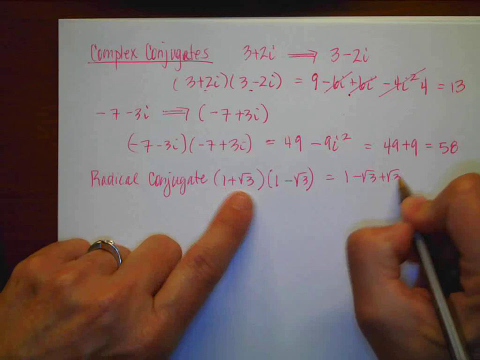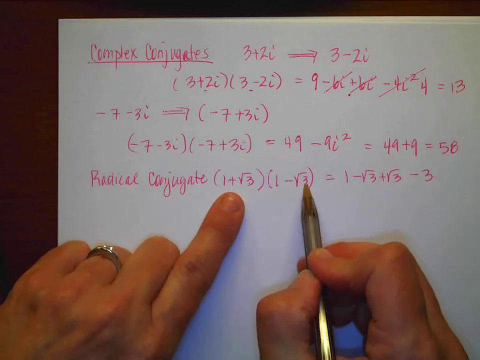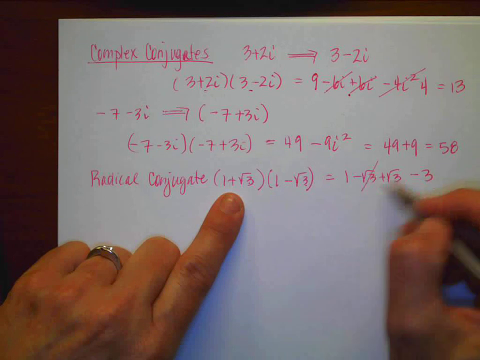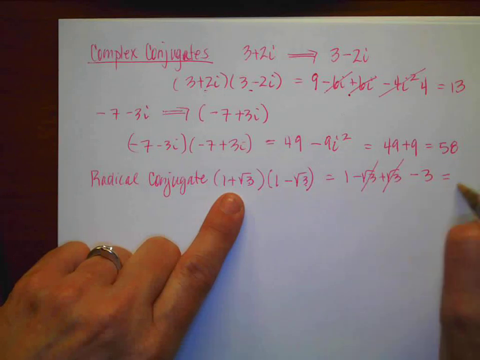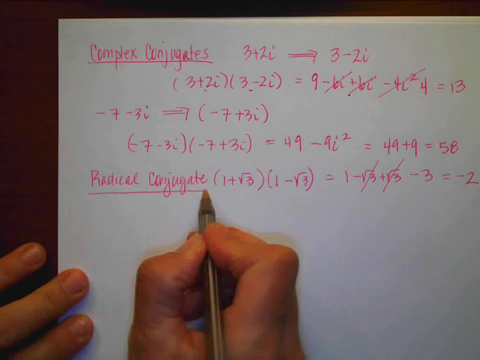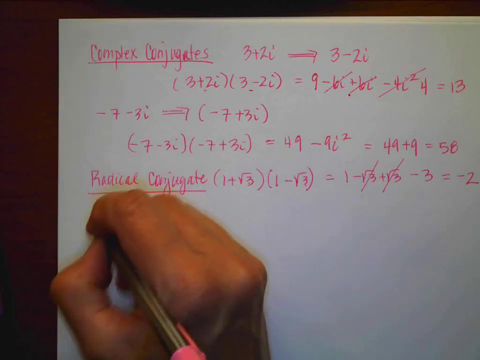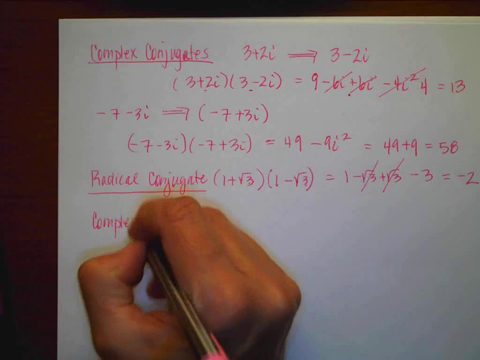I'd get 1 minus radical 3 plus radical 3 minus 3, because a radical 3 times a radical 3 is 3. The middle terms cancel. 1 minus 3 is a negative 2. So conjugates are really cool because they eliminate some difficult math. So now we're going to take that and apply it to complex fractions.